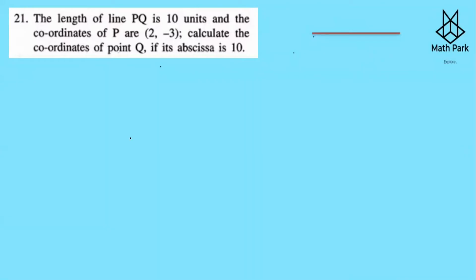So let us take, this is the line PQ, and the coordinates of P are (2, -3) and the coordinates of Q, if abscissa is 10, so let us take the ordinate as y. So we have to find y now, where the length is given as 10 units. Because the length of this line is 10 units, we have PQ is equal to 10. So let us square both sides. So we get PQ square is equal to 10 square, which is 100.